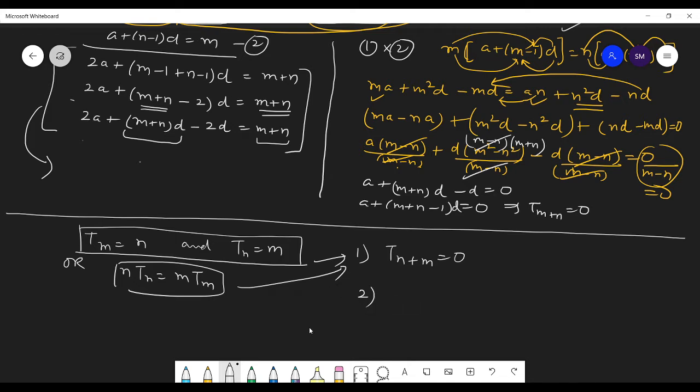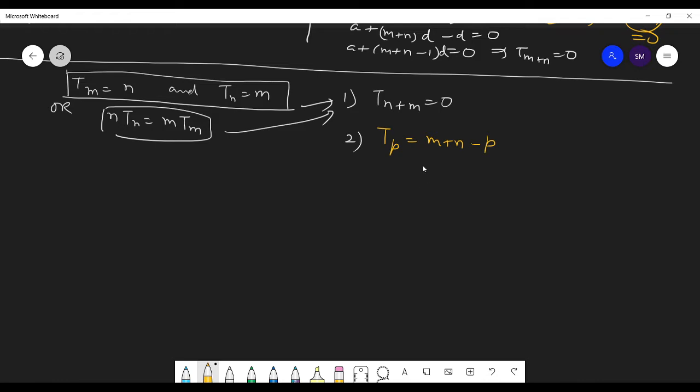Now what is the second result that we need to prove? What will be the rth term? So the rth term will be equals to m plus n minus r. Okay. So you can find the rth term. At some places you will find it as the pth term also. That's the same thing. Okay. So now we are going to prove this. What will be the pth term?